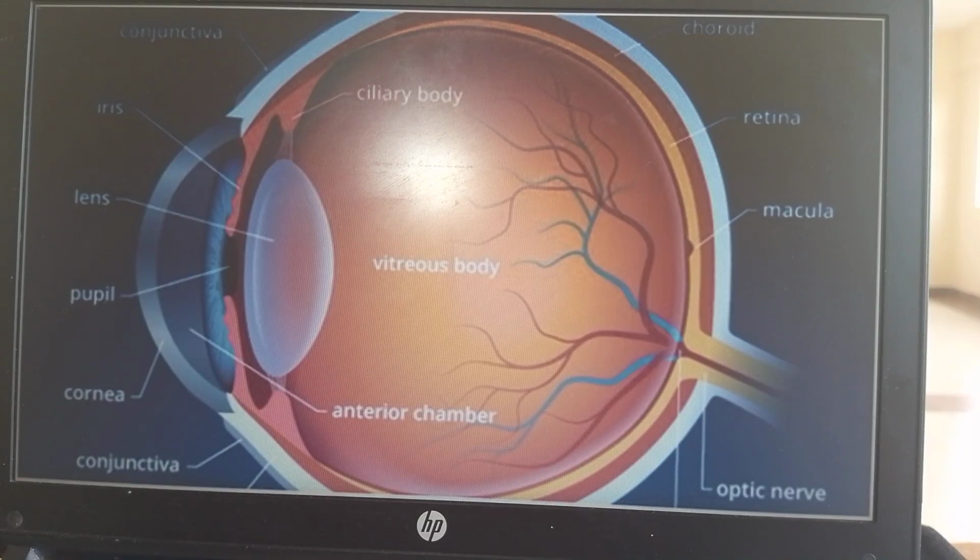Today, we want to look at anatomy of the eye. This is part 2, and this time round, we want to look at the structures of the eye in details in terms of their functions and importance to the eye.